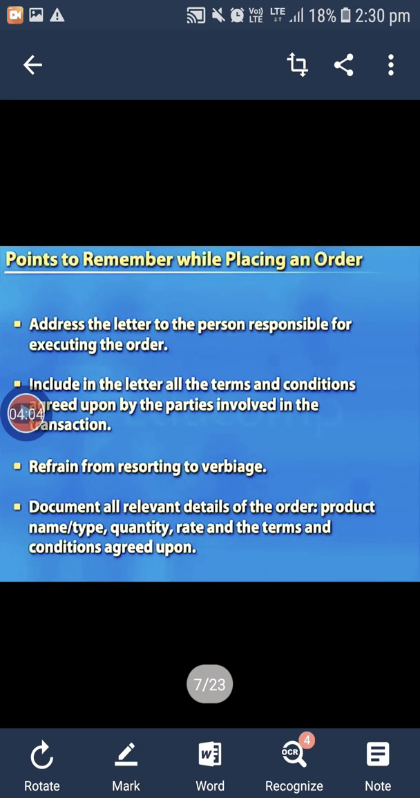Points to remember while placing an order. Address the letter to the person responsible for executing the order. Second, include in the letter all the terms and conditions agreed upon by the parties involved in the transaction. Refrain from resorting to verbiage. Document all relevant details of the order: product name, type, quantity, rate, and the terms and conditions agreed upon.